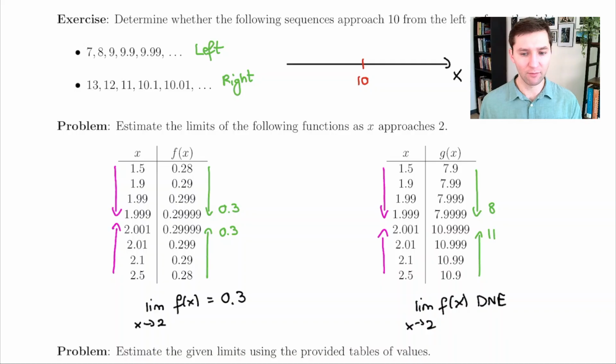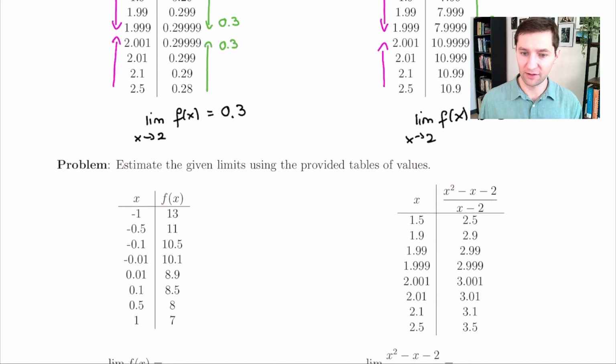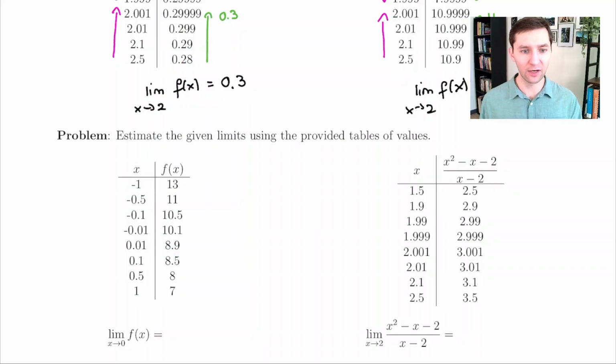An easy way to remember it is each function can have only one limit at a particular point. So if from the left you're approaching a different value than from the right, then we say that the limit does not exist. I have another problem for you. If you would like to try this problem on your own first, this will be a good time to stop the video.